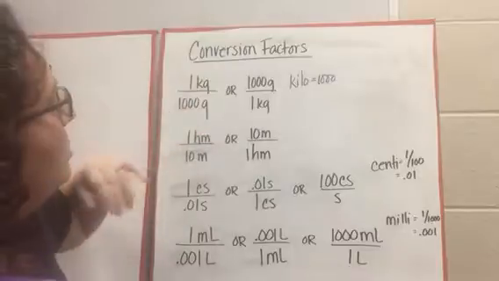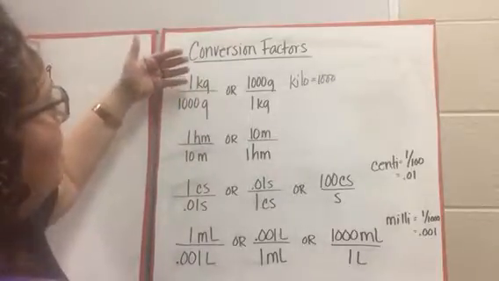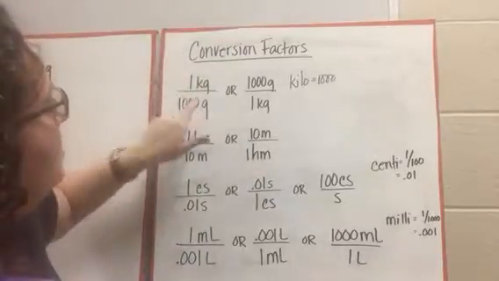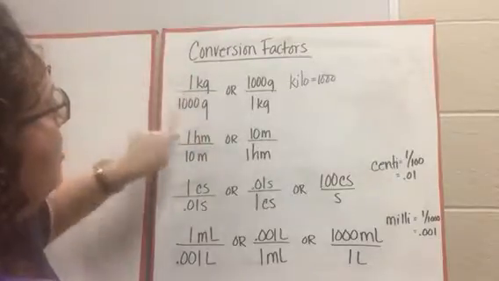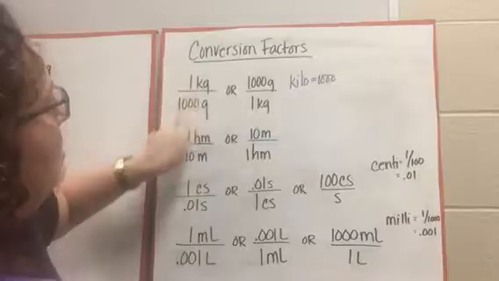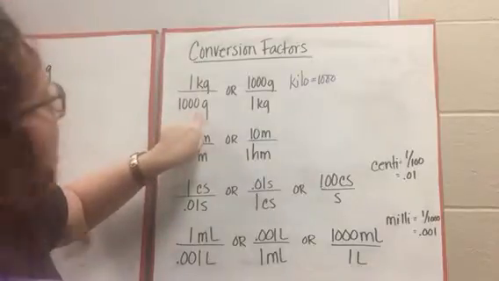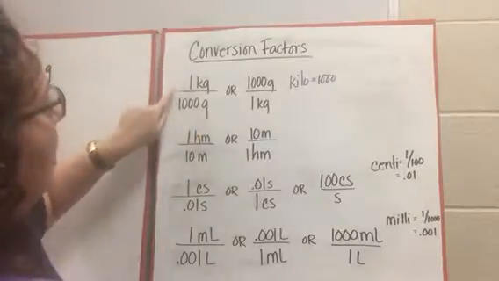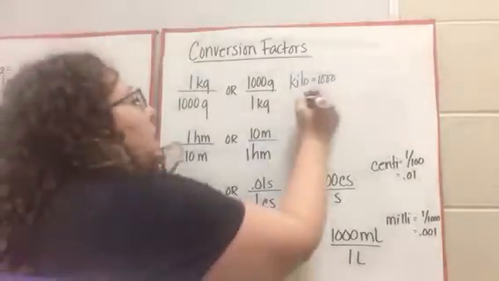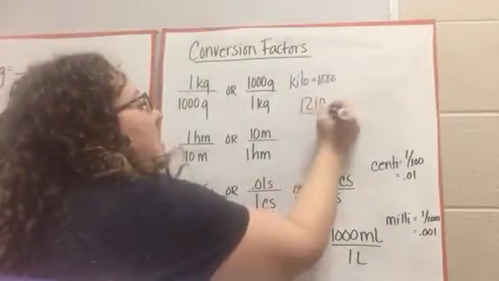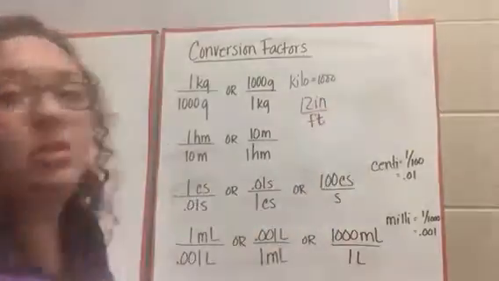So when we look at our conversion factors, if we're wanting to go from kilograms to grams, we would take the kilogram here, and then on the bottom, we would just substitute where the K was with what it equals. So we would have 1,000. So 1 kilogram is the same thing as 1,000 grams. That would be like saying 12 inches is the same as 1 foot.